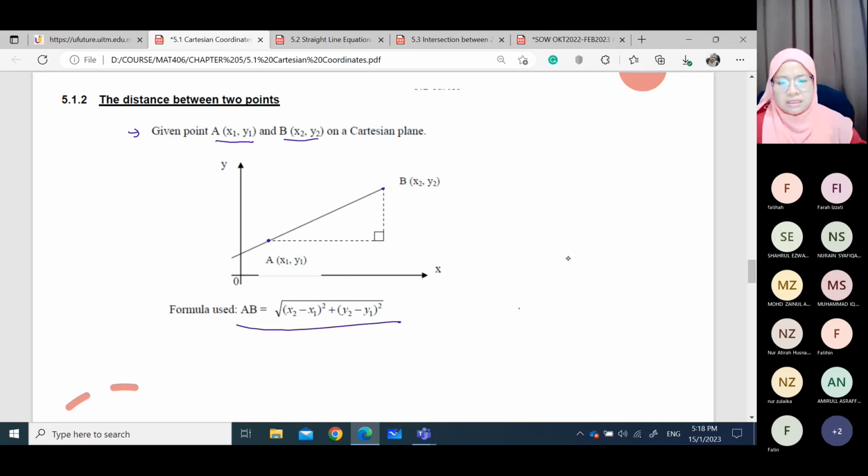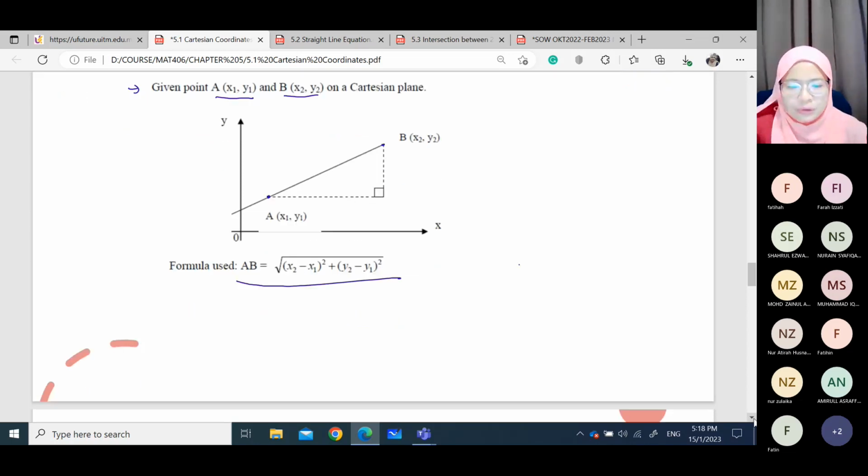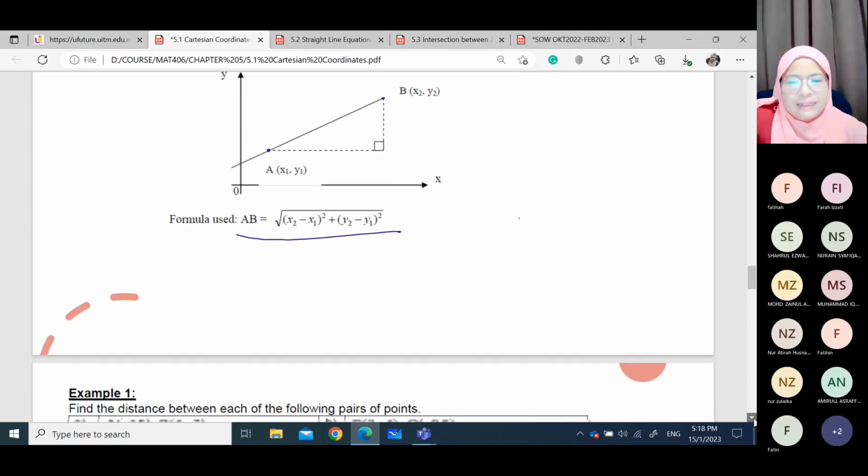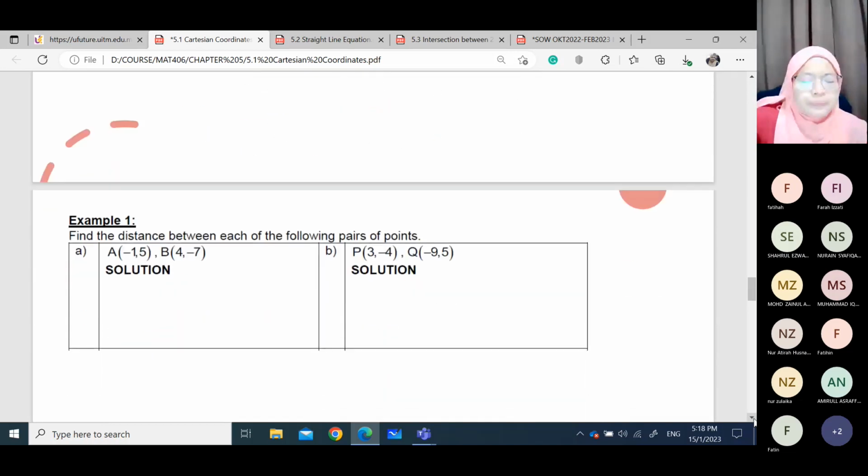Inilah formula bagi distance. Okay, so kena ingat lah. So formula, again, formula for the distance between 2 points is square root of changes of x, which is x2 minus x1 to the power of 2, and changes of y, which is y2 minus y1 to the power of 2. Okay, so ini formula dia. So kena ingat lah. Okay, ada salah ini, distance, sebelum kita tengok contoh? Tak ada. Okay, so kalau tak ada, kita tengok contoh ni.